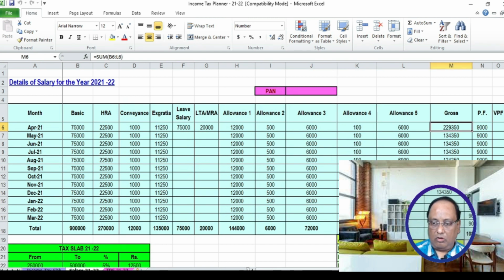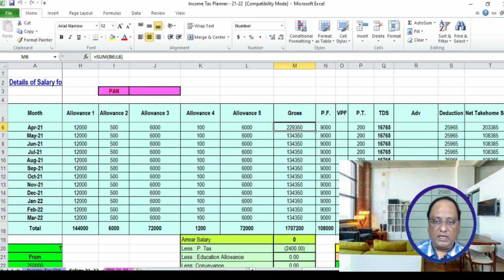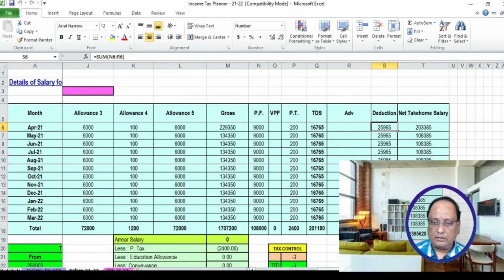Similarly, on the gross income, the deduction part is here, that is PF, 12% of your basic salary, professional tax I have taken, and this is the TDS part. I will come to this separately. Next, total deduction is coming, and after that, gross minus deduction, that is the net take-home salary.